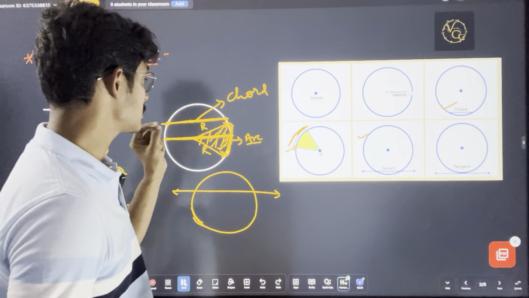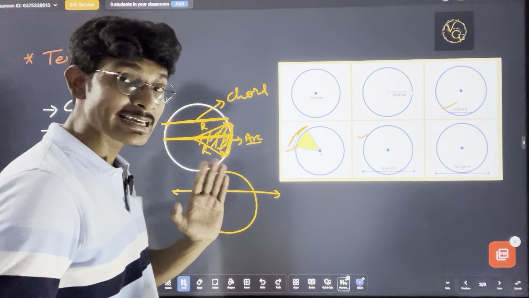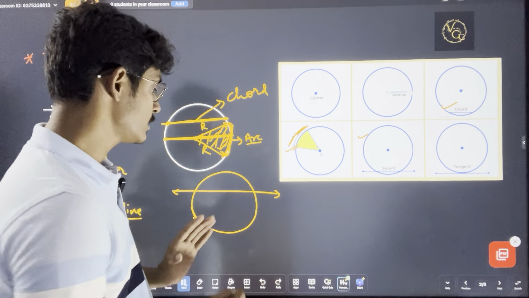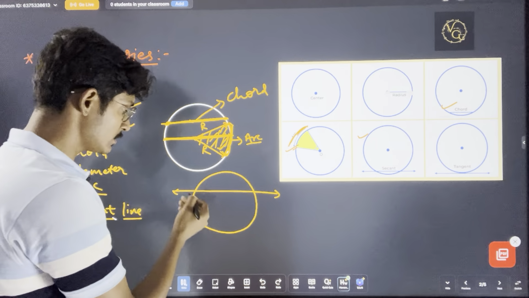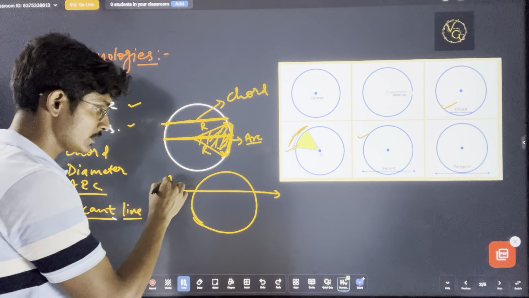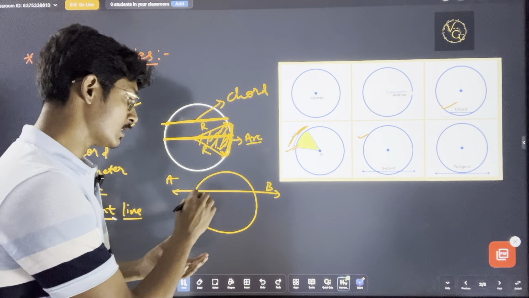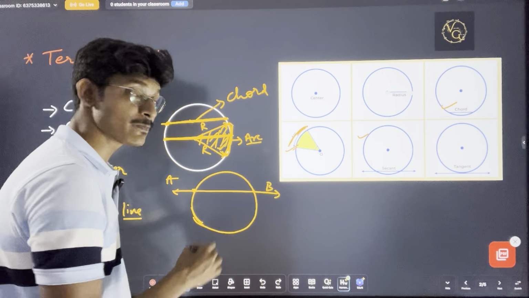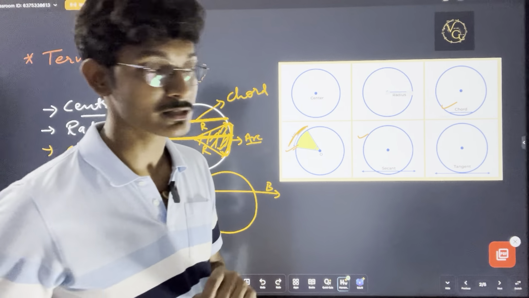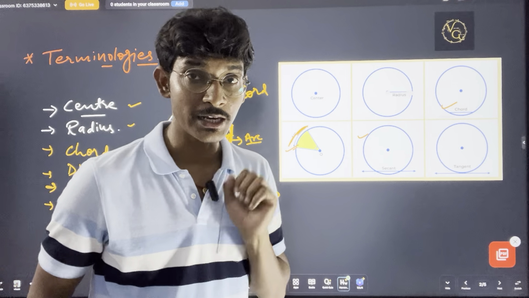In a chord the end points are on the circumference only, but with a secant it is not like that. A secant can go till infinity, this side also it can go till infinity, but it will be intersecting the circle at 2 points of the circumference. So I hope secant is also clear.